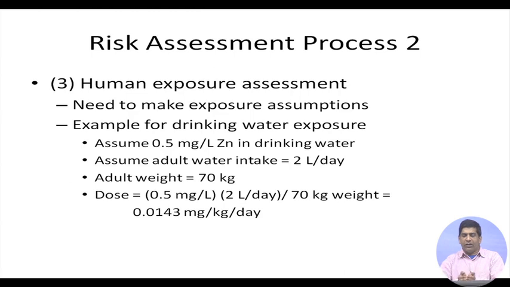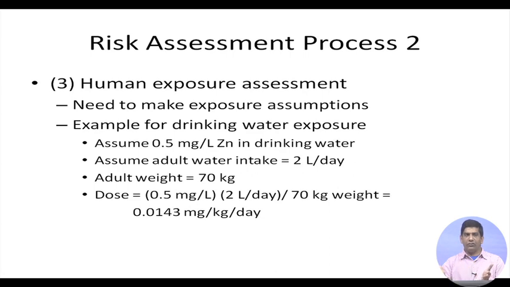So for example, in the drinking water scenario, we need to make some exposure assumptions. An important exposure assumption could be how much water an adult will take per day, say on average 2 liters per day. Adult weight around 70 kg. Assume that the water has 0.5 milligrams per liter of zinc in the drinking water. So, an adult consuming 2 liters per day, with his or her weight being around 70 kg.